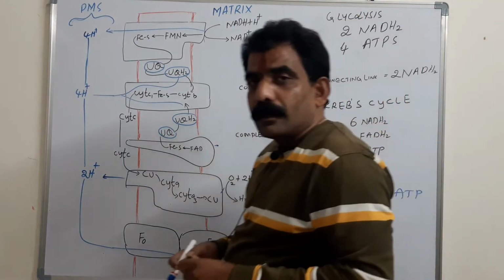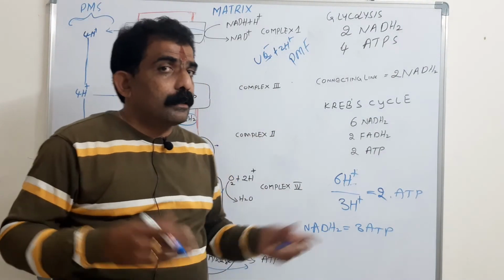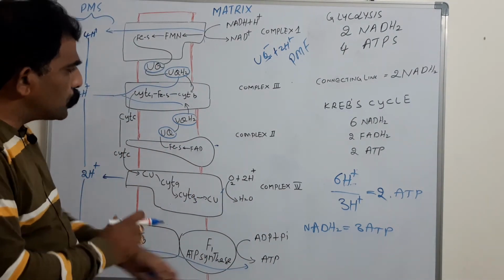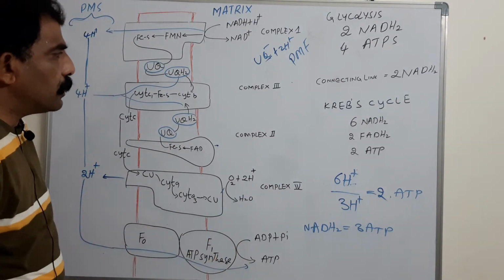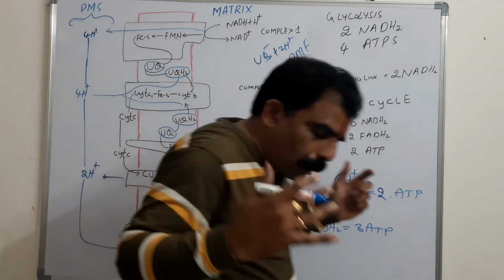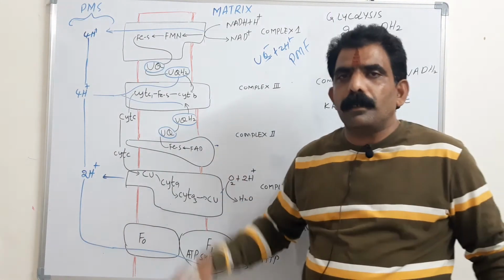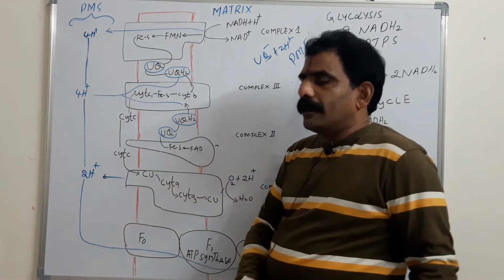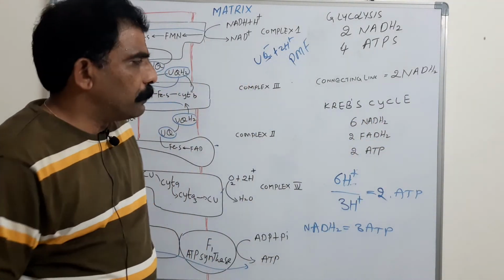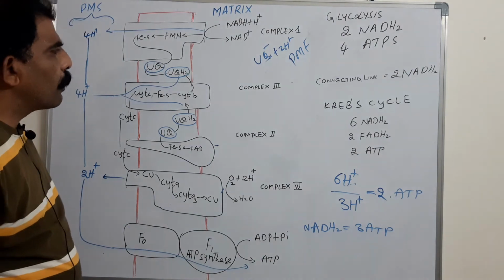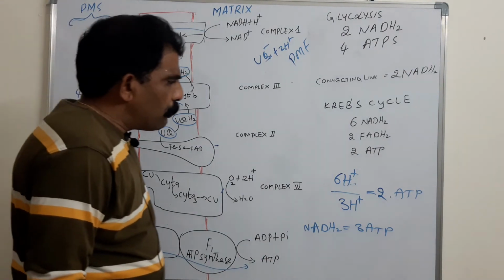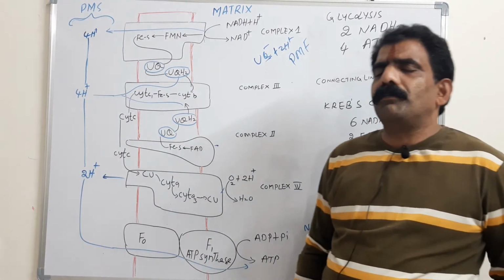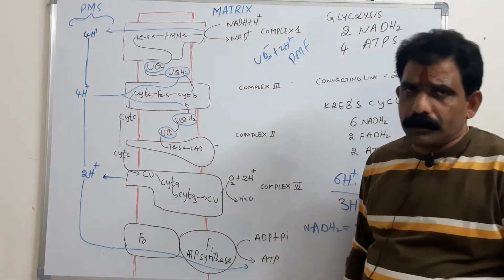Because NADH2 enters the ETS through complex 1, whereas FADH2 enters the ETS through complex 2. So, that is the difference. Because of that, the number of protons pumped out into the perimitochondrial space from the mitochondrial matrix differs. So, that results in a varying number of ATPs. Okay. Now we have come to a conclusion that one NADH2 equals 3 ATPs and one FADH2 equals 2 ATPs.